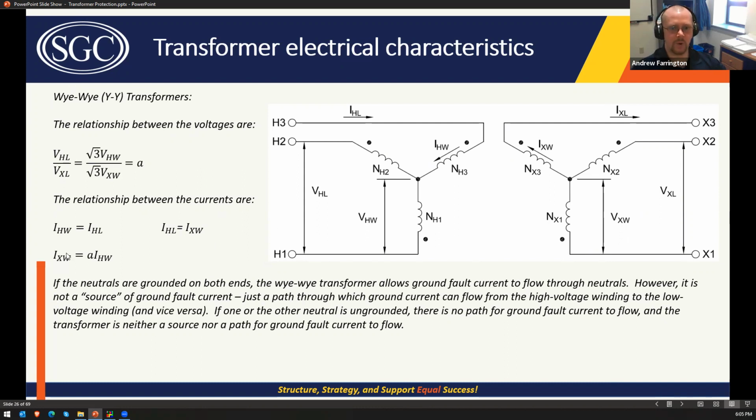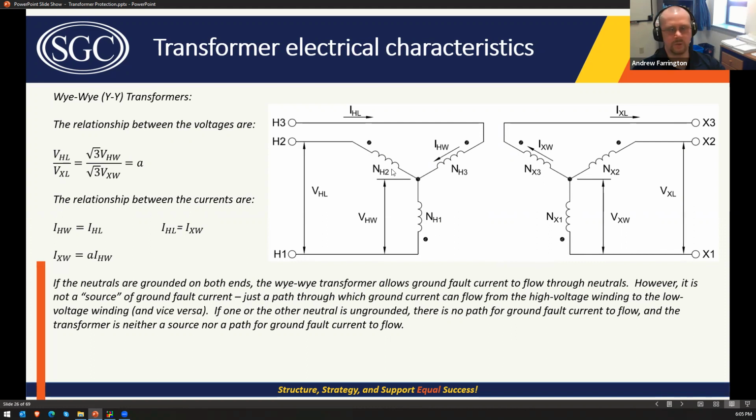So for YY transformers, if the neutrals are grounded on both ends, I don't show the ground here, but if they're grounded on both ends, then the YY transformer is a path for zero sequence fault current to flow, right? So you have a ground fault on this side, whatever zero sequence or ground fault current you have on the high side will flow through one neutral into the ground, out of the ground, and into the other one.